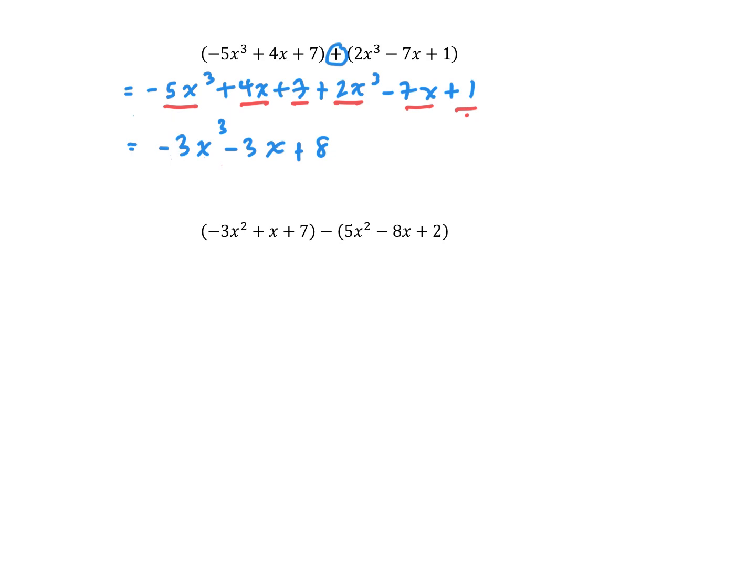Okay, in this example, you'll notice that we are now subtracting. So that's going to make a difference because subtraction means to add the opposite. So what it wants us to do is take the opposite sign, or the opposite of all those terms in that bracket.